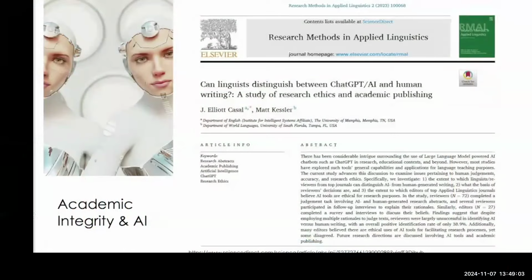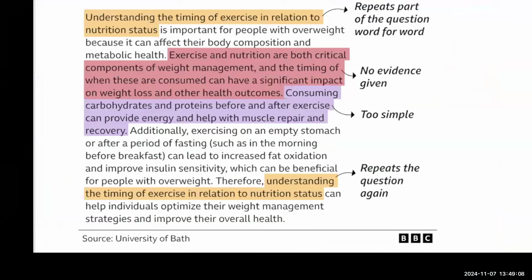However, I think the better evaluator would be the human being who can detect. Look at this. This is from the University of Bath, and this is an AI generated piece of text. You see where it recognized that this definitely seems a little bit off. You notice the two orange highlights, understand the timing of exercise in relation to nutrition. It repeats the very same thing again.